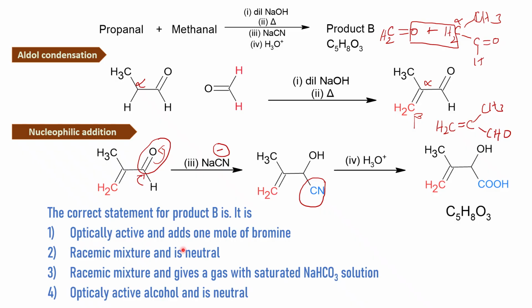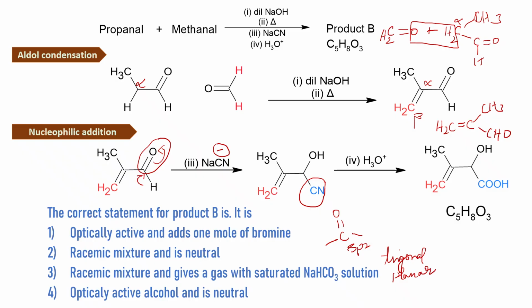Now the confusion is whether the option is 1 or 3, because both are true. Bromination is possible, and reaction with bicarbonate is also possible. So the only difference is the stereochemistry of the product that is formed. For that, first look at the carbonyl carbon. We know that the carbonyl carbon is an sp2 hybridized carbon, and it has a trigonal planar geometry.